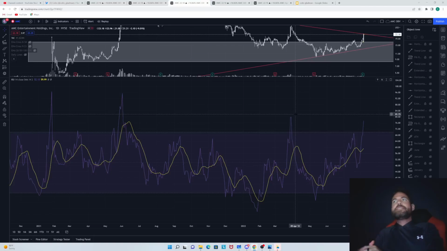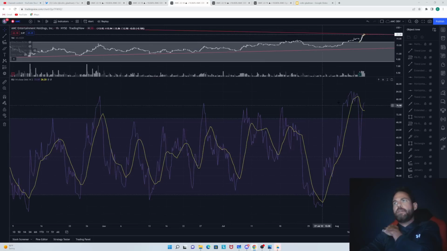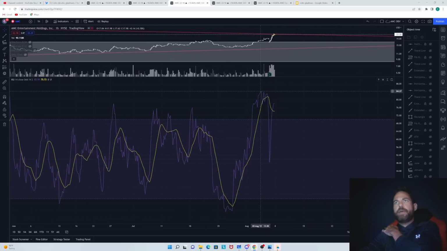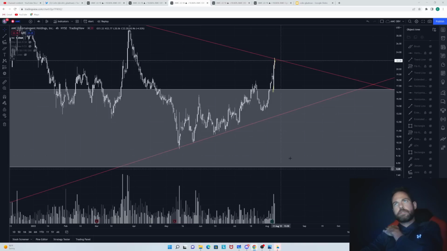But the reality is the best thing to do is use the right tool for the right job. So the daily timeline shows that we are getting overheated. I haven't even looked at what the hourly is showing us. So hourly is not too bad, but once again, got up to this area. Massive push down. What's the 4 hour looking like? 4 hours looking pretty hot still. So I think my personal opinion is we are going to see a pullback.